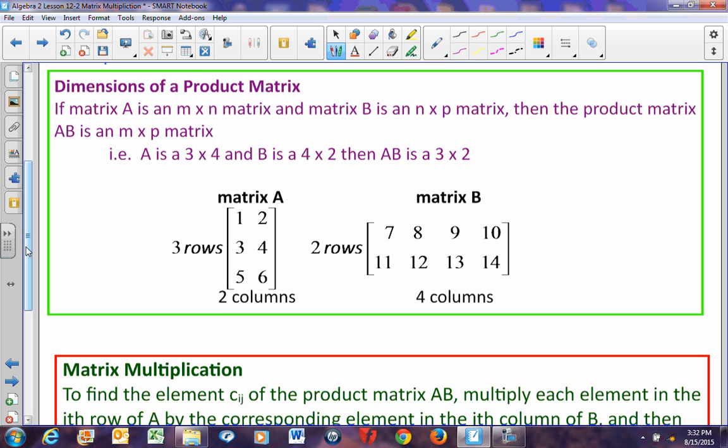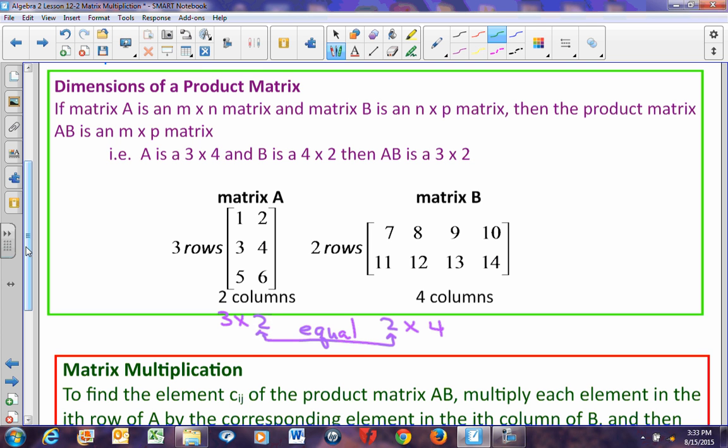This is a 3 by 2 matrix. This is a 2 by 4 matrix. The middle number has to match. They have to have the same number. The number of columns in the first matrix has to equal the number of rows in the second matrix. If these are equal, then the matrices can be multiplied.